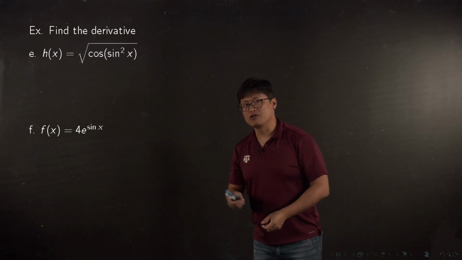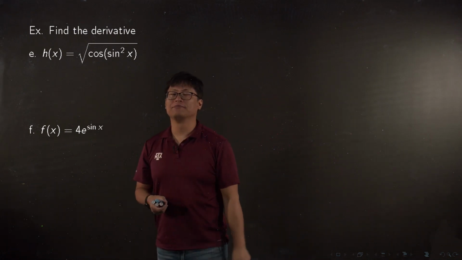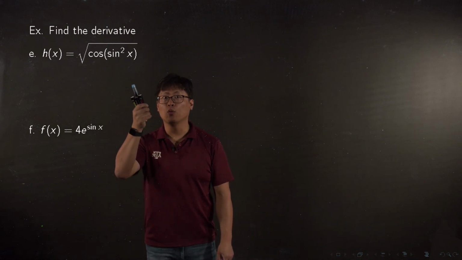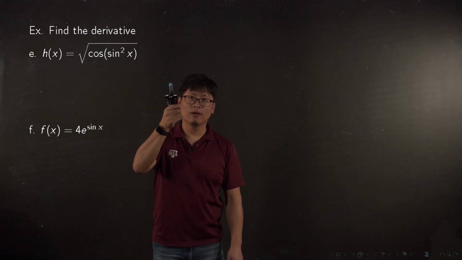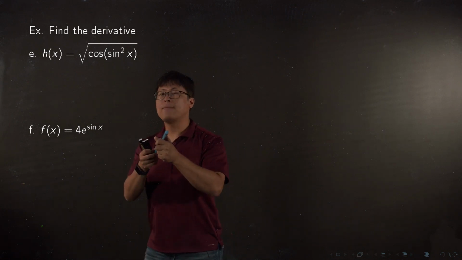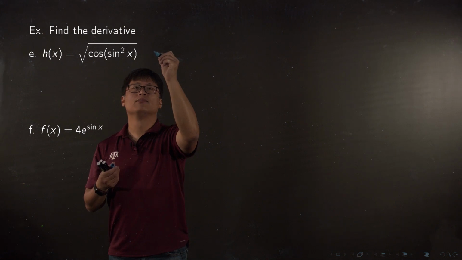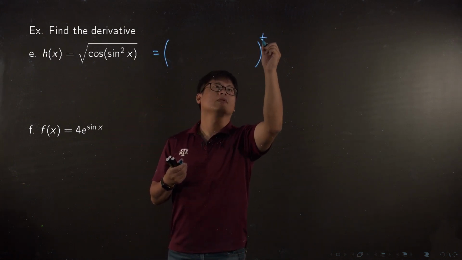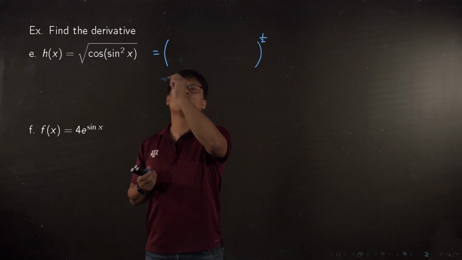What about this problem, function h? Can you count how many layers you have? It's a little bit complicated, okay? How many layers? 1, 2, 3, and 4. So this function has 4 layers, okay? Let me show you with the power form. The square root is a power of 1 half, right? So the most outside function is this guy. The second layer, or inside function, is cosine.